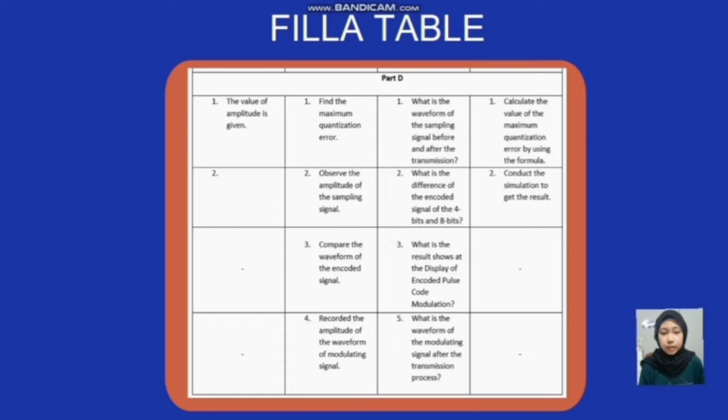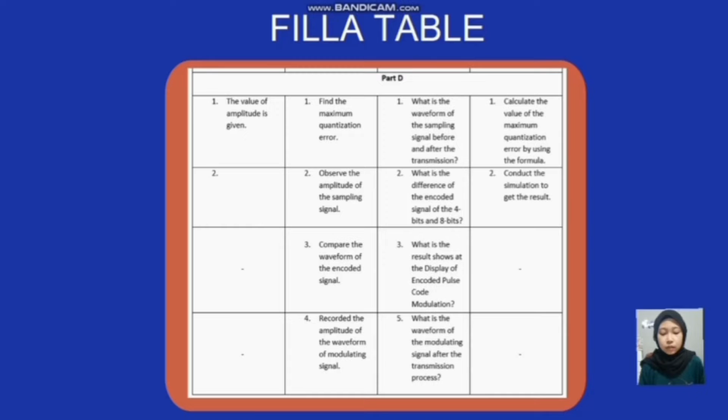And lastly, for part D, the fact says the value of the amplitude is given, and for both questions in part D, we found the same ideas, which is to find the maximum quantization error, and then we need to observe the amplitude of the sampling signal and compare the waveform of the encoded signal, and lastly we recorded the amplitude of the waveform of the modulating signal to find the solution.